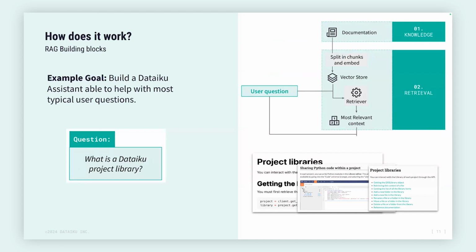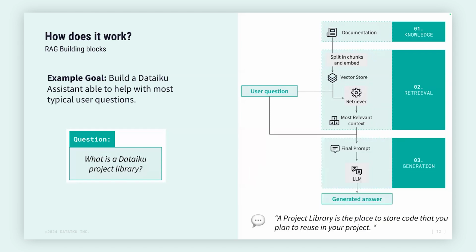So how do we find the most relevant paragraphs based on a query? There are several retrieval methods that exist. The most common one is to compute a similarity score between the user question and all the paragraphs that we have available in our knowledge repository. So here, for instance, we could imagine that the retrieval component is going to fetch every single element in the documentation that mentions project libraries.